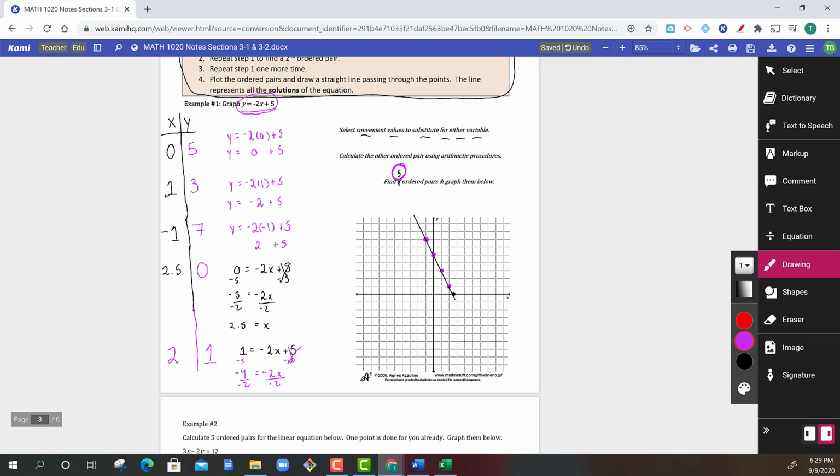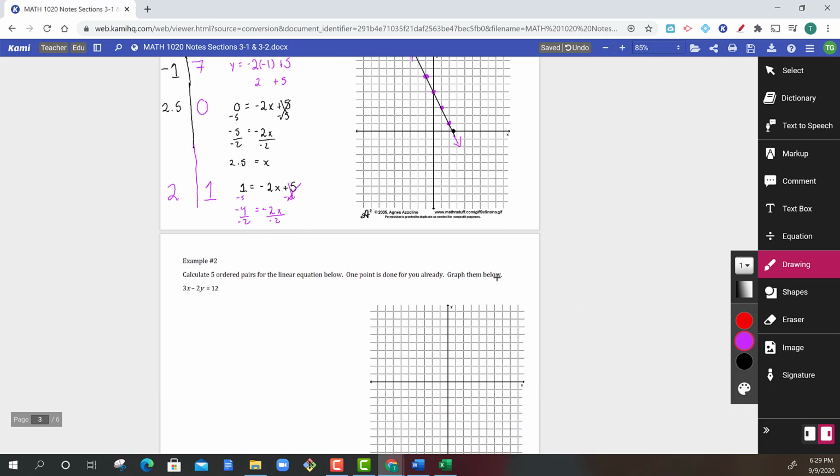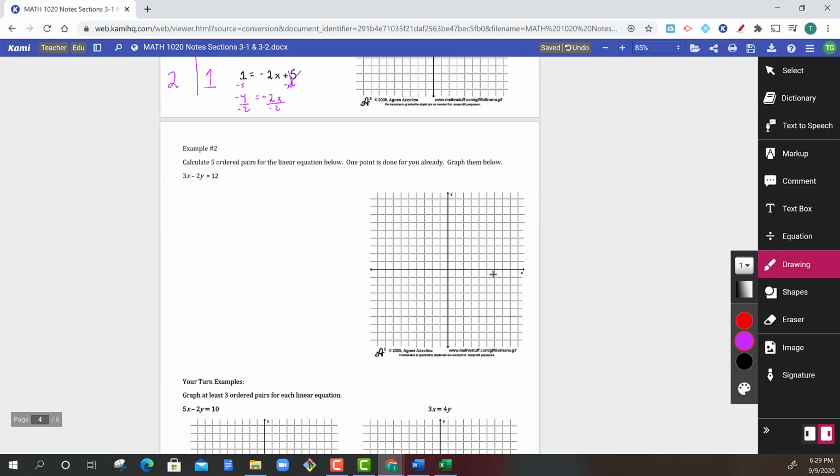And there's our line. It is important to put arrows on both ends because we know we could keep extending this table of values. We stopped at 5 points, but we could easily do 500 points. It would just take a lot more time, obviously. So let's do one more example together, and then you're going to do the Your Turns on your own.